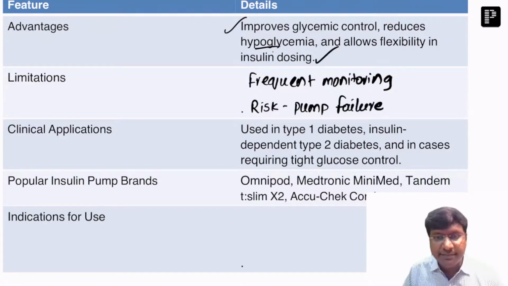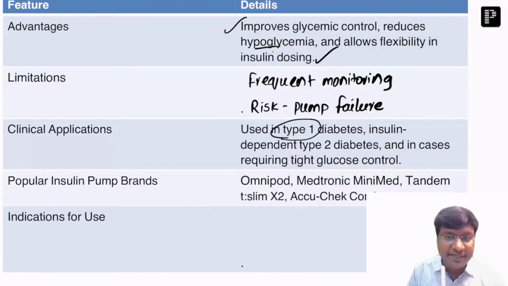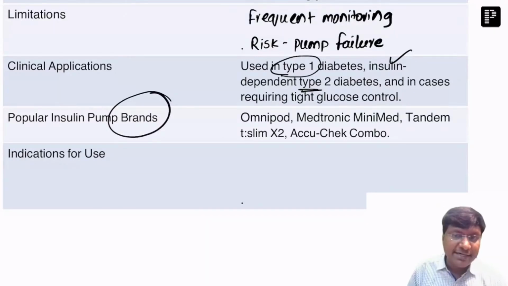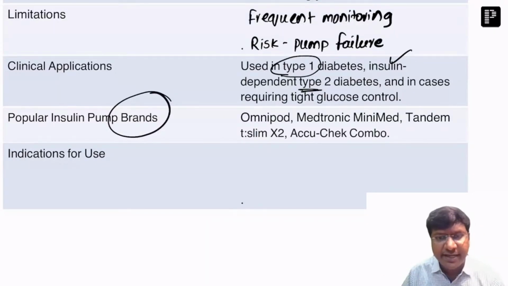Then what are the clinical implications? In which scenario is this insulin pump required? It is required in type 1 diabetes mellitus and in type 2 diabetics who require insulin. Usually type 2 diabetes mellitus patients don't require insulin, but in later stages or in cases of acute illness they will require insulin. Then, what are the important brands? We have multiple companies. Most commonly used is Medtronic.